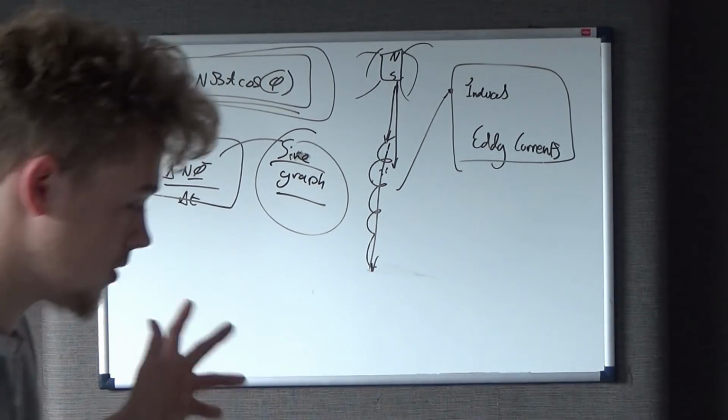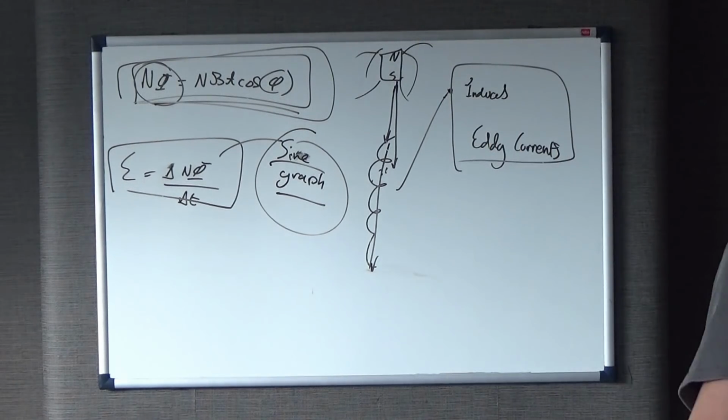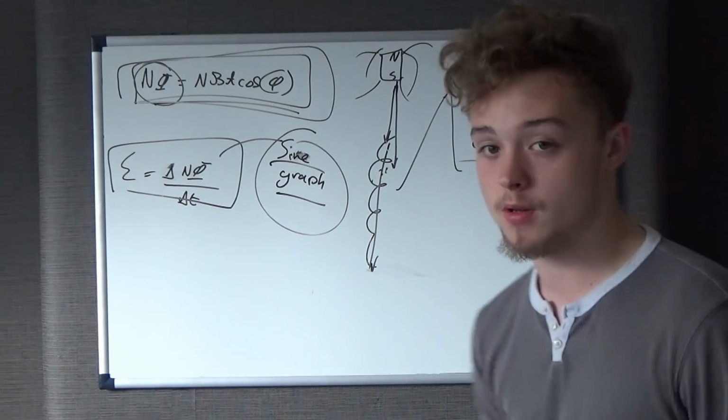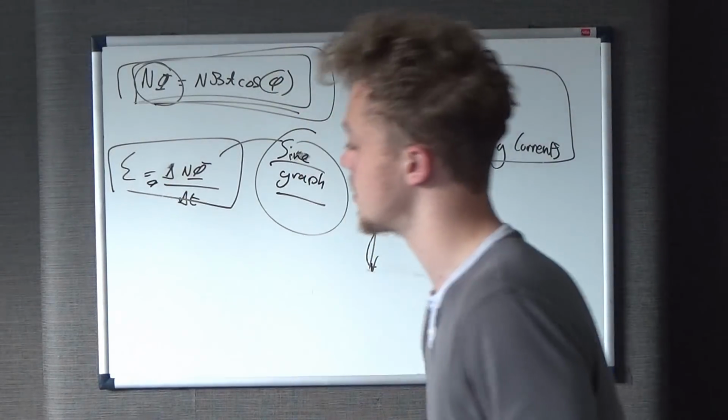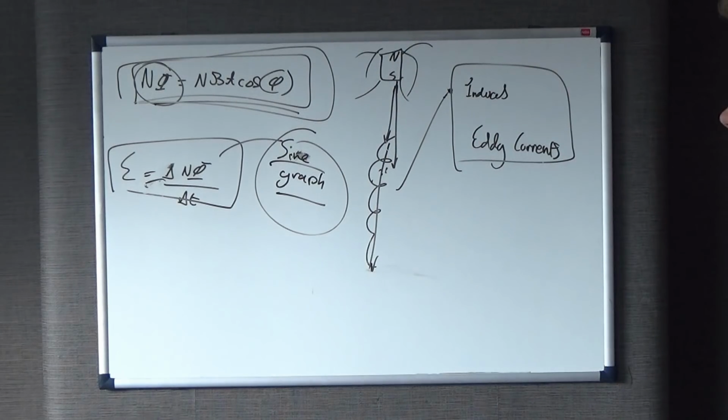Oh yeah, and Lenz's law just says that the current which is produced is going to oppose the way it changes. So basically, for the Lenz's bit, he just added a minus in front of this rate of change of flux linkage.